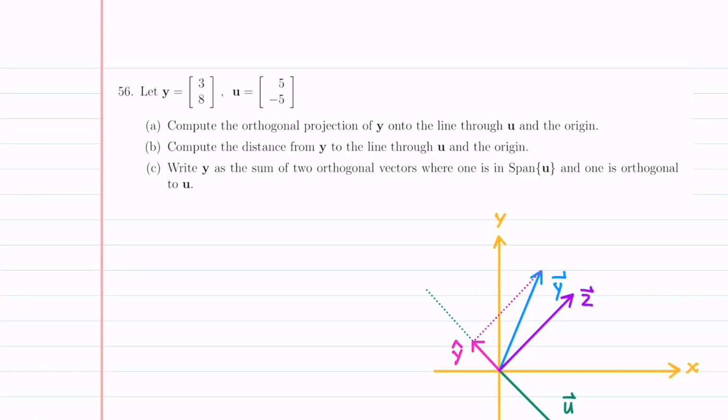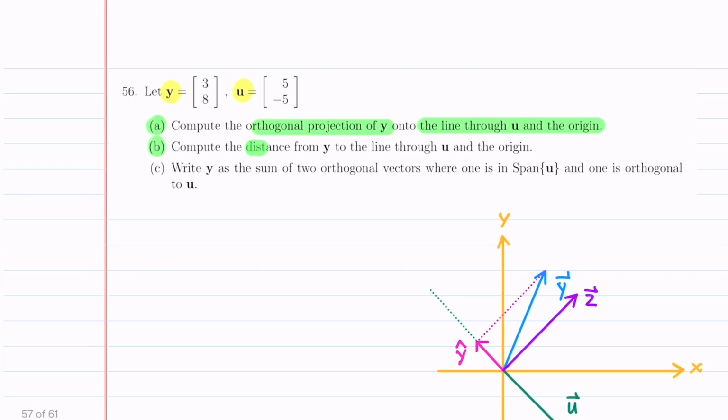In this problem, we're given a vector y and a vector u, and we're asked to do three different things. The first thing that we're asked to do is to compute the orthogonal projection of y onto the line through u and the origin. In part B, we're asked to compute the distance from y to the line through u and the origin. And then in part C, we're asked to write y as the sum of two orthogonal vectors. One is in the span of u, and one is orthogonal to u.